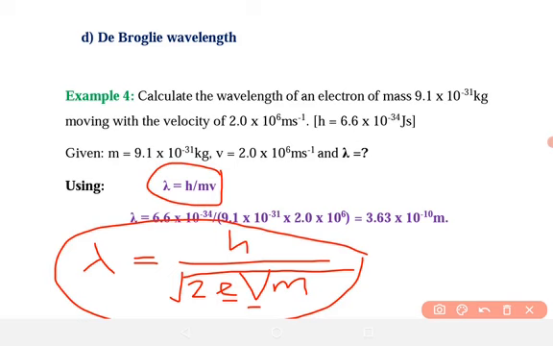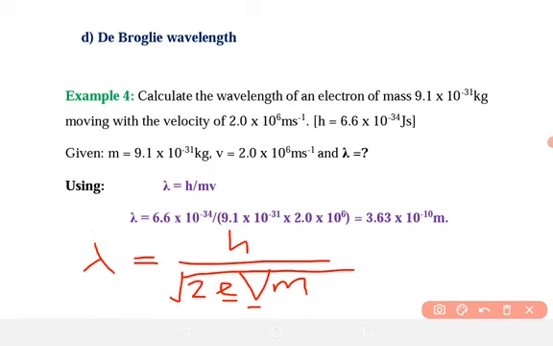Okay, and with this we come to the end of the calculation on energy quantization.